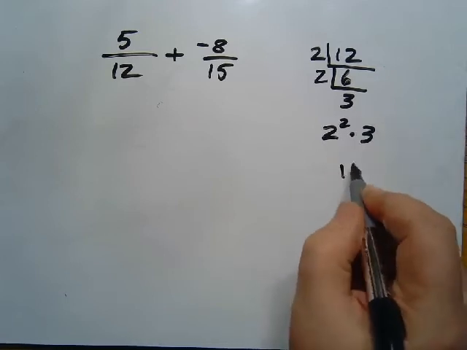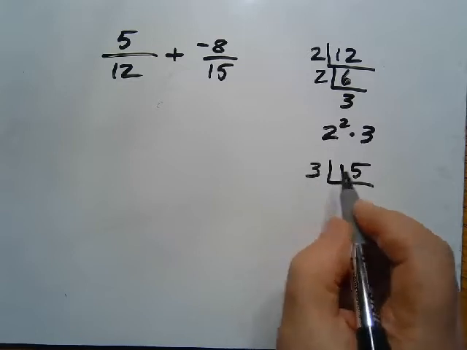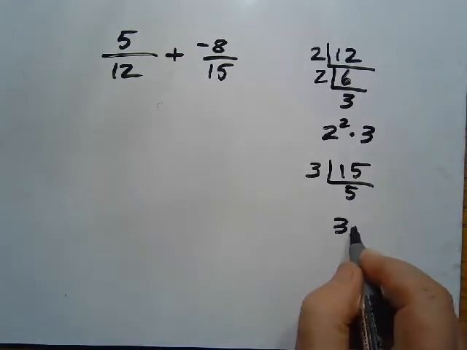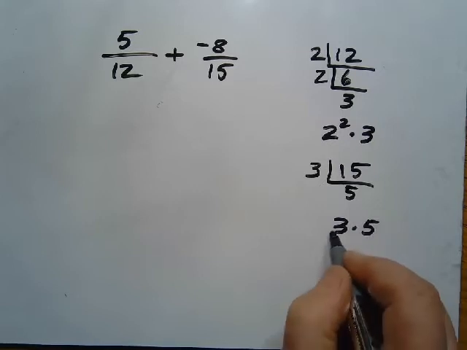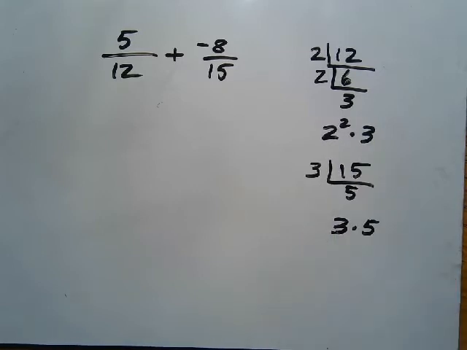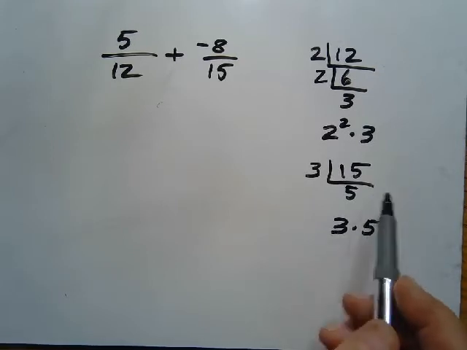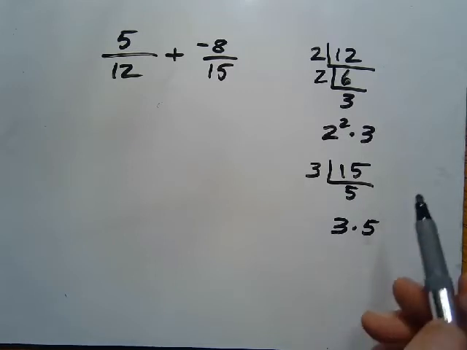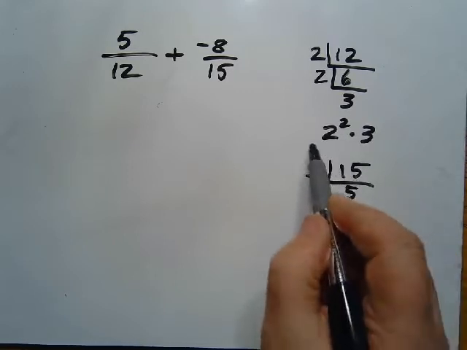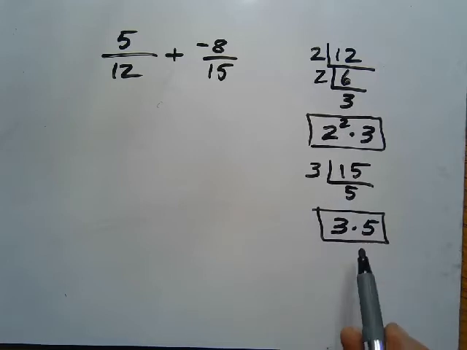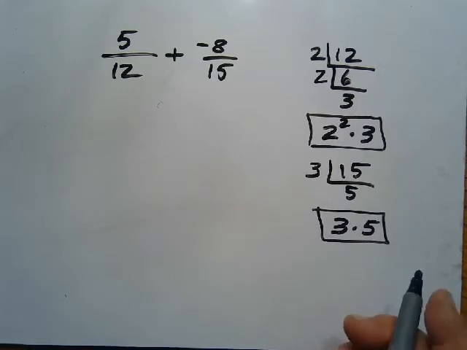Let's do the same with 15. 3 is a prime number. It goes into 15 5 times. And that's 3 times 5. So now this is actually helpful for some problems because the numbers get so big that it's kind of hard to tell what to do. Now how do you find the common denominator, the least common multiple? Here's the rule. You take the highest degree of every base, but only take it once.